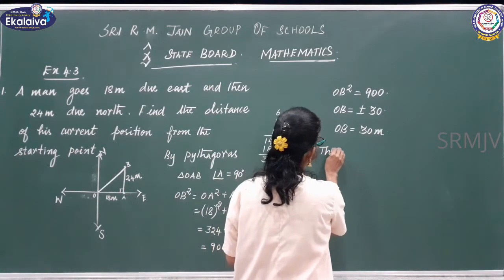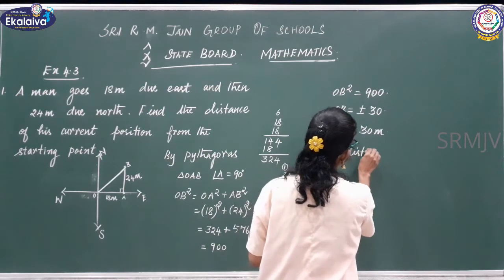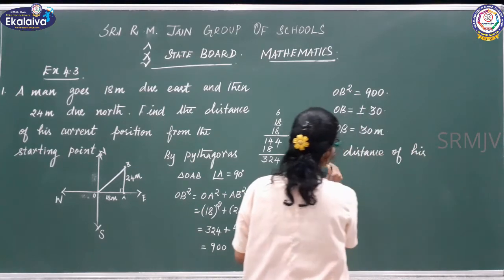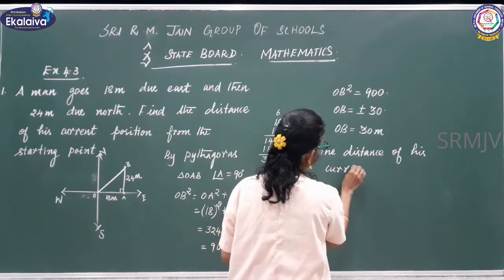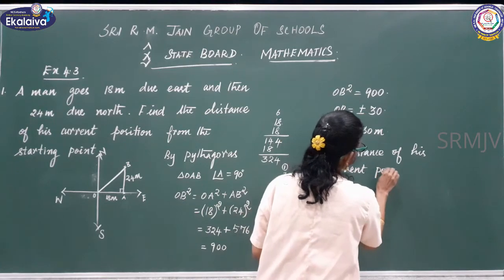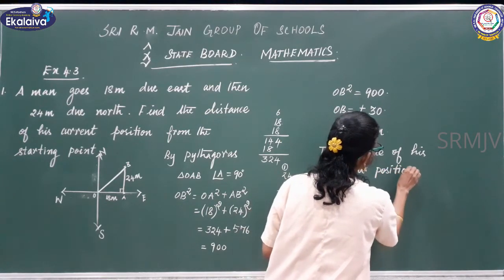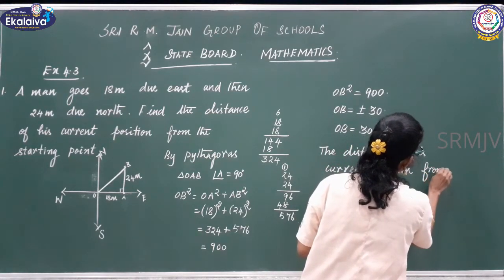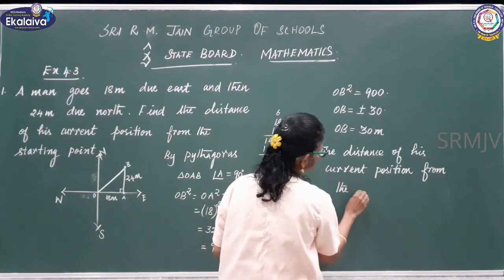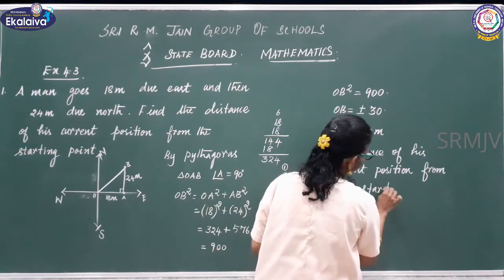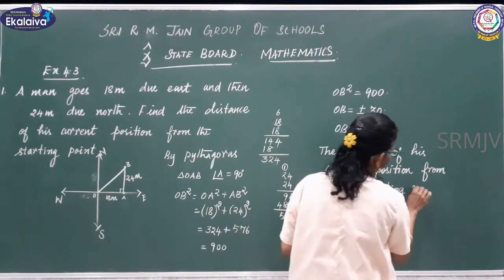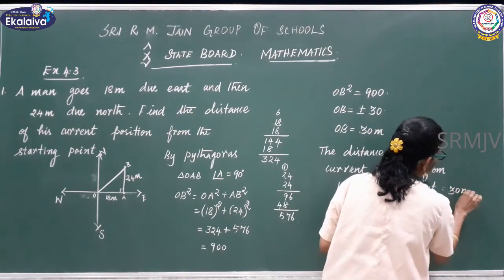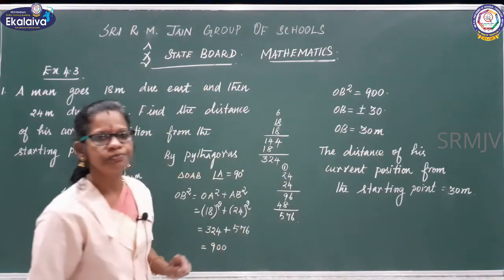The distance of his current position is B, starting point is O, right? Current position from the starting point equals 30 meters. Got it, children?